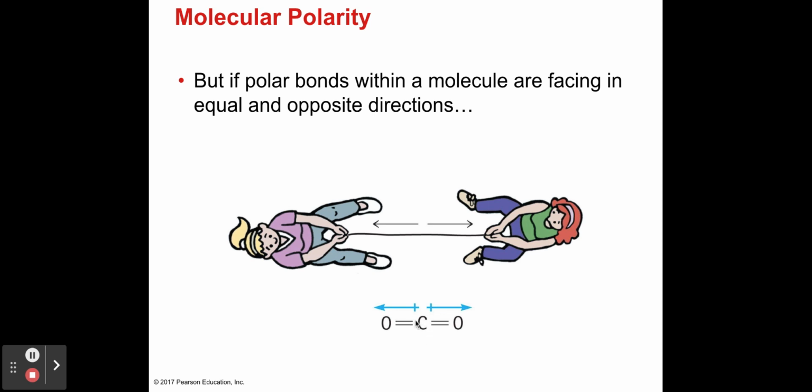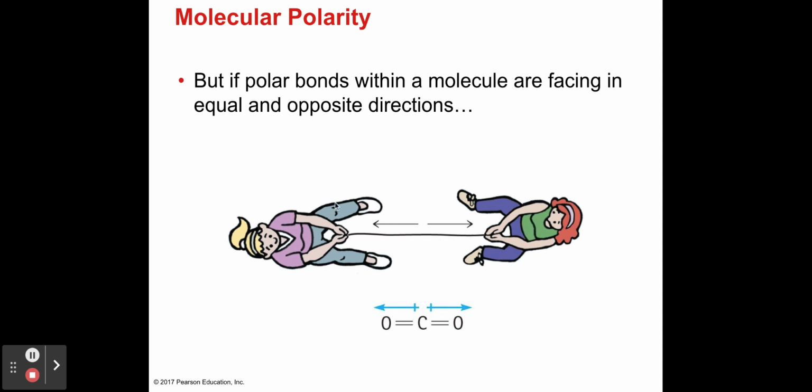But guess what? That happens in both directions. Okay. So it's not evenly shared in this direction, it's not evenly shared in this direction. Look at the direction of the arrows. Because the polar bonds all pull in opposite directions, the carbon dioxide molecule will tend to be a non-polar molecule because what we describe here is that the polarity cancels out.